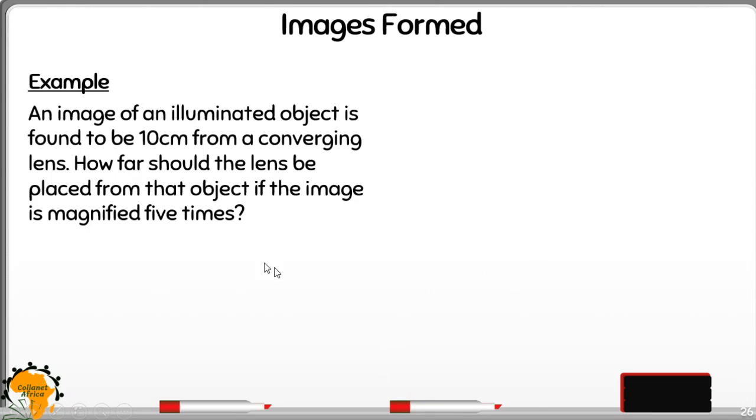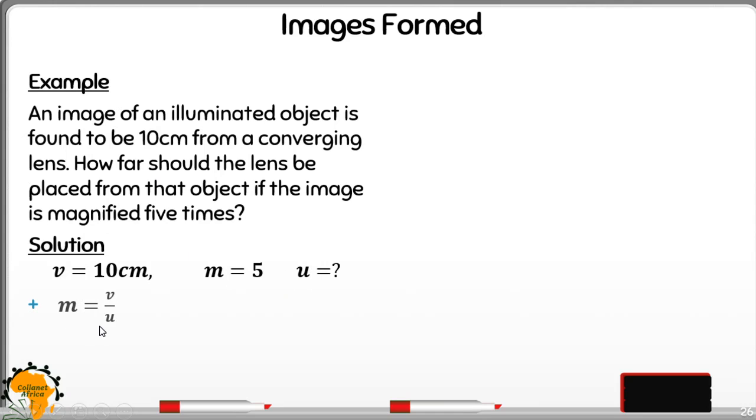We move to an example. An image of an illuminated object is found to be 10 centimeters from a converging lens. How far should the lens be placed from that object if the image is magnified 5 times? We look at what is given. One, we are given the image. As you can see, we are told the image of an illuminated object, so whatever is given is the image distance. Then we are given the magnification, which is 5 times. So we are looking for the object distance.